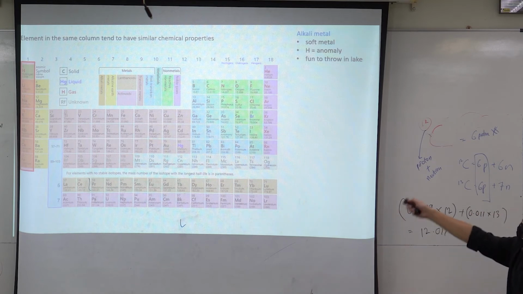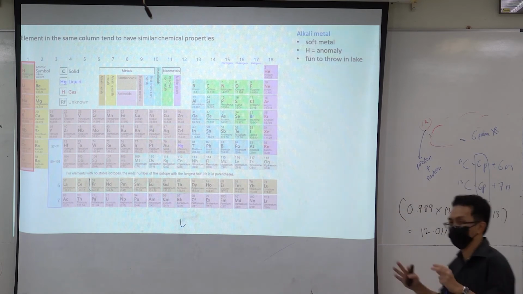The first column, we call it alkali metal. That's basically the soft metals.